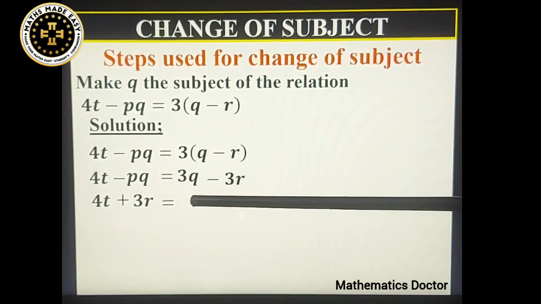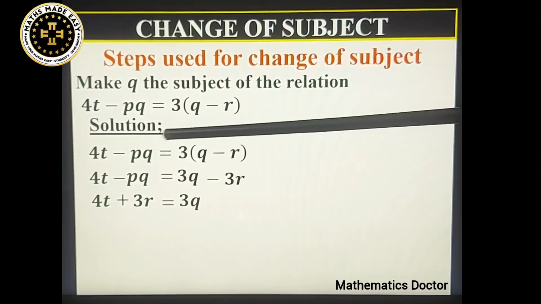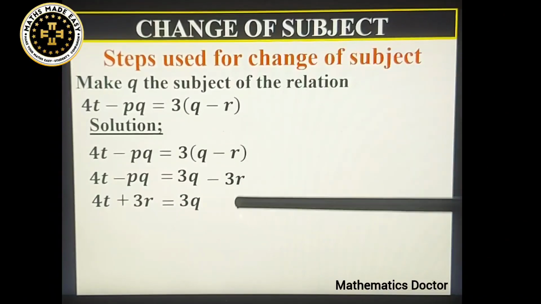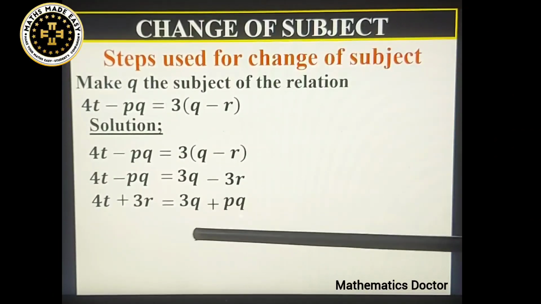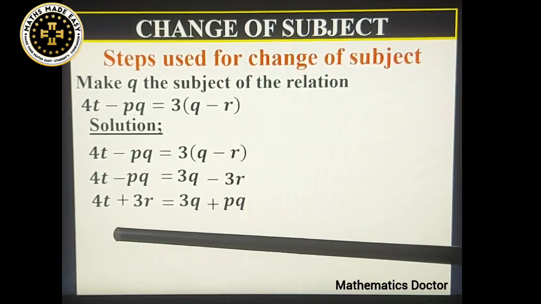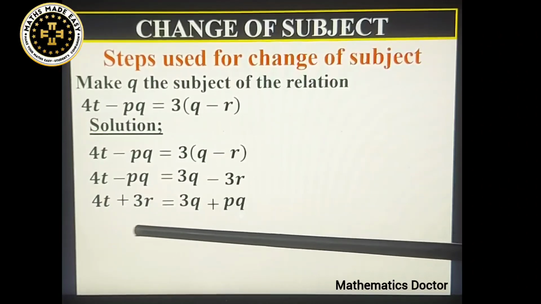Now checking from the right-hand side, 3 kill is already there. So let's repeat 3 kill. Now from the left-hand side, we have negative p kill, which will cross the equal sign to become positive p kill. Now I have grouped all the terms containing kill at the right-hand side and all the terms that do not have kill at the left-hand side. So this is what we get at the end of the day.